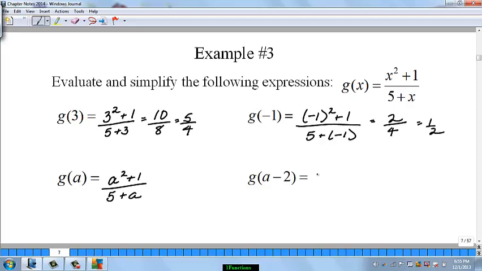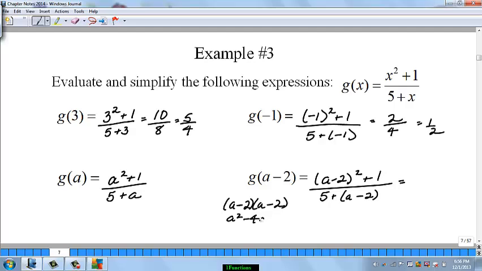And g of a minus 2, I put that in that spot. A minus 2 squared plus 1, 5 plus a minus 2. When I do that one and get done with all the algebra, doing a minus 2 times a minus 2 over here, which is a squared minus 4a plus 4, I put it in that spot. This is the final answer you should get, is a squared minus 4a plus 5 all over a plus 3.